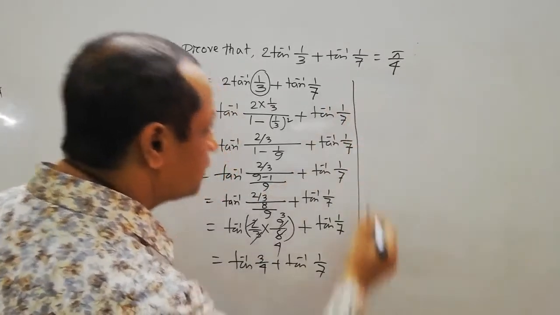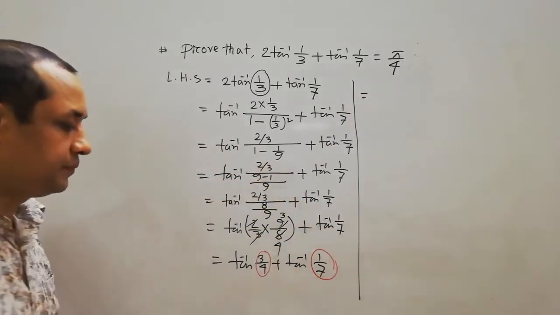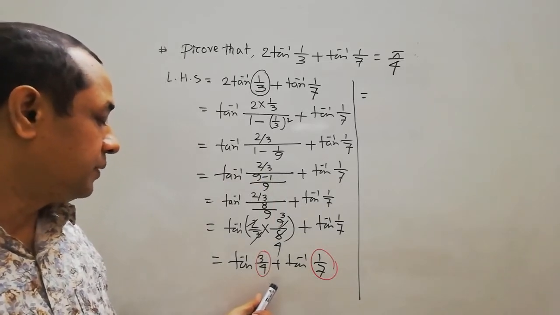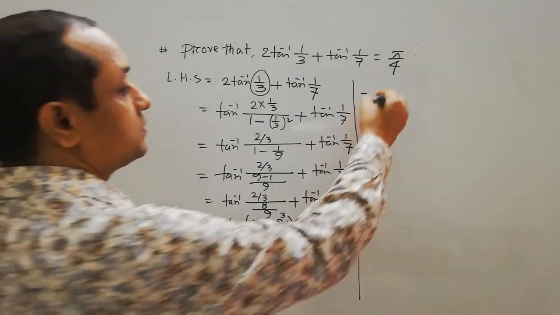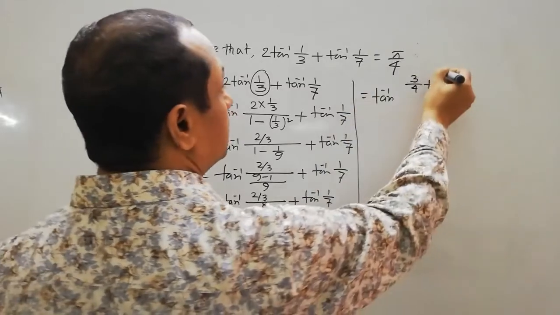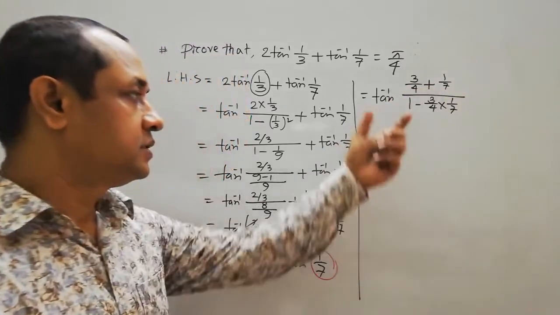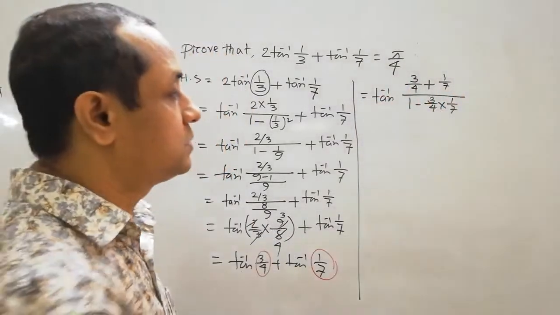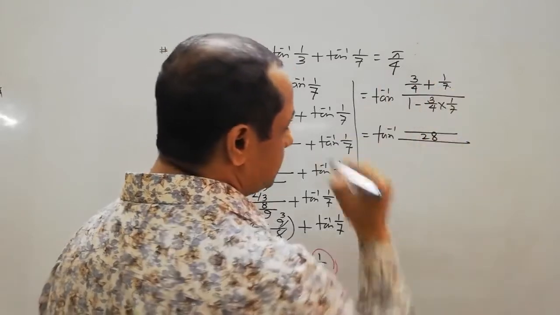Then using the formula tan inverse x plus tan inverse y, we know that tan inverse x plus tan inverse y equals tan inverse x plus y, here y means 1 by 7, by 1 minus xy. Then simplify tan inverse, here LCM of 4 and 7 is 28.